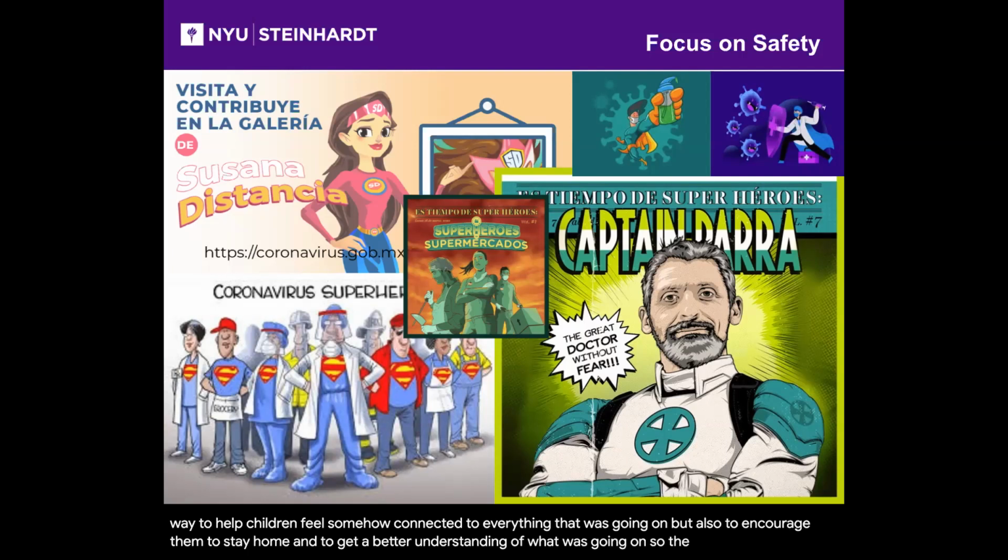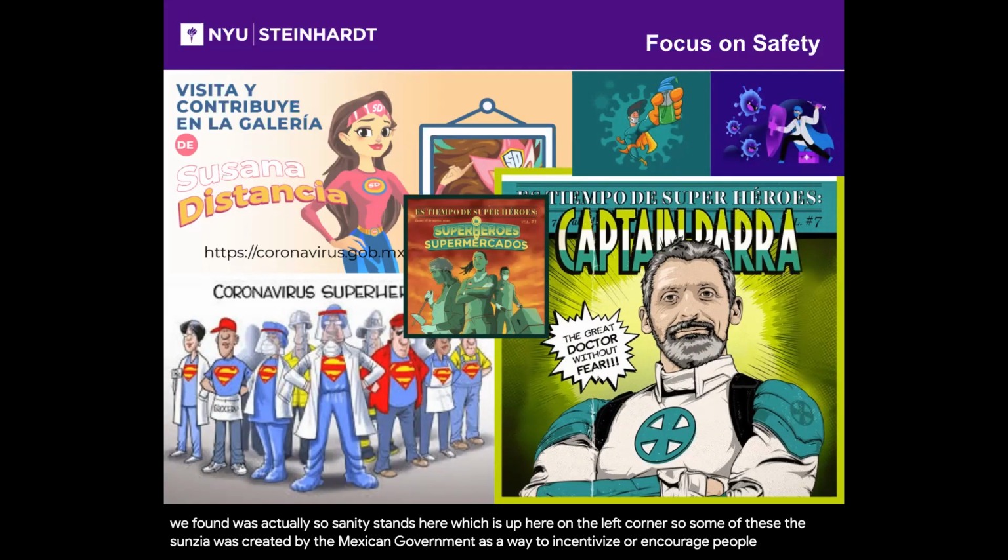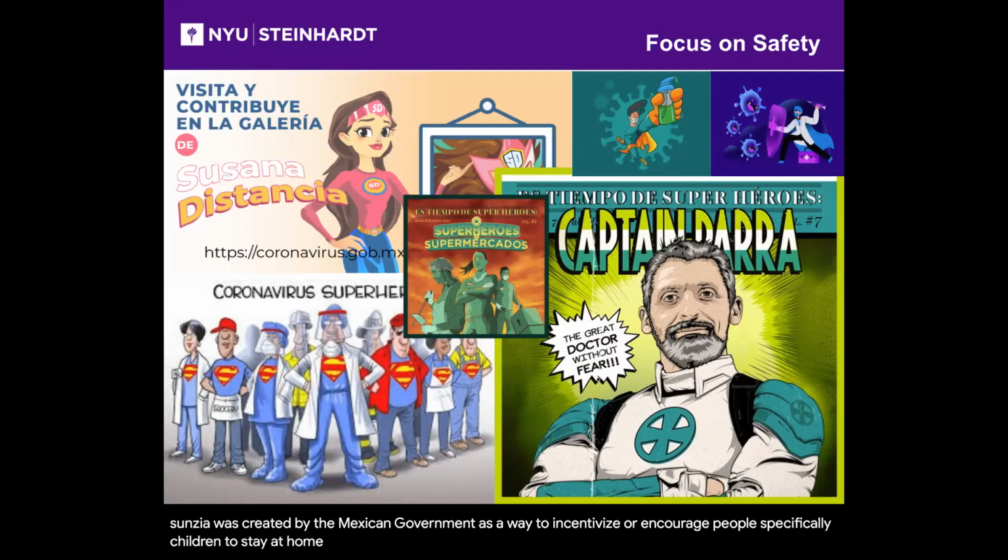So the first superhero we found was actually Susana Distancia, which is up here on the left corner. Susana Distancia was created by the Mexican government as a way to incentivize or encourage people, specifically children, to stay at home. So as a class, and mind you, these students are in a Spanish level 1, equivalent of what you might teach in the US as a high school level 1 unit. So they don't have all of the linguistic knowledge to really decipher what that might mean.